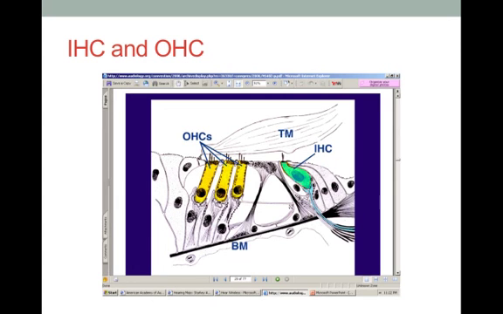Here's another illustration of the inner hair cells, IHC, and the outer hair cells, OHC. Here again, you can see that there's only one row of inner hair cells, while there are 3 or more rows of outer hair cells. Again, you're seeing the basilar membrane, BM, over here, and we can see the tunnel of Corti that separates the outer hair cells from the inner hair cells.